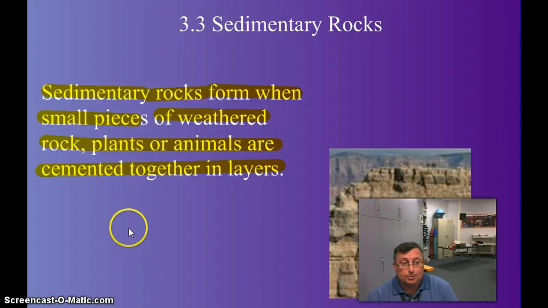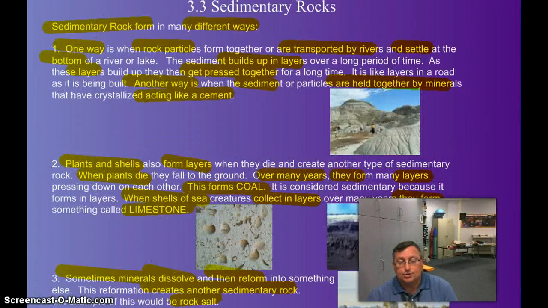You're going to have to pardon me for some of the little pixelations that are going on, but for the most part, just anything that's highlighted. But sedimentary rocks, we've talked, they're made of small pieces, cemented together in layers. Those are those key words. Three different ways that they could form.